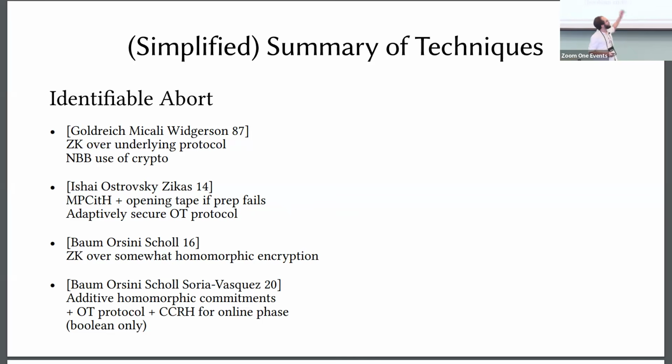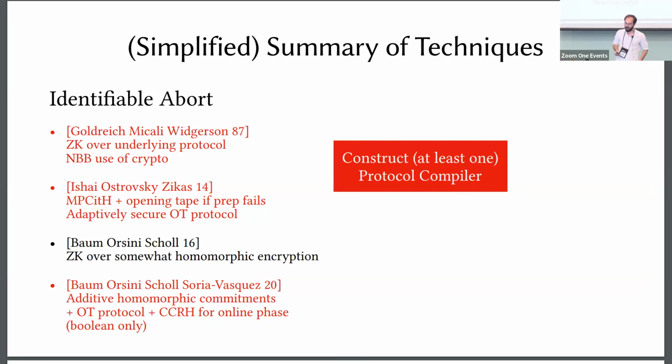In spite of this variety of techniques, there's one thing that 3 of these 4 papers share, along with the one that was just presented, which is that they all construct at least one protocol compiler. The way these techniques work is you start with some protocol, you put it into a transformation that mangles it somehow, and what you get at the end has identifiable abort. This is a good technique. It seems to work really well. The problem is it's a bit complex. It's hard to understand, it's difficult to describe, and it's especially difficult to implement. As far as I know, none of these were ever implemented, and I'm not quite sure about what came before. Perhaps I think that one has been.